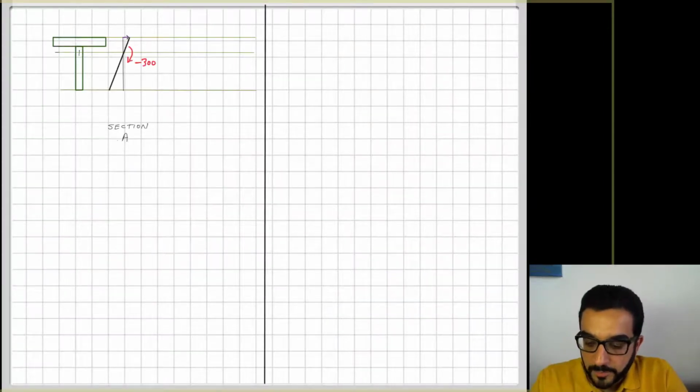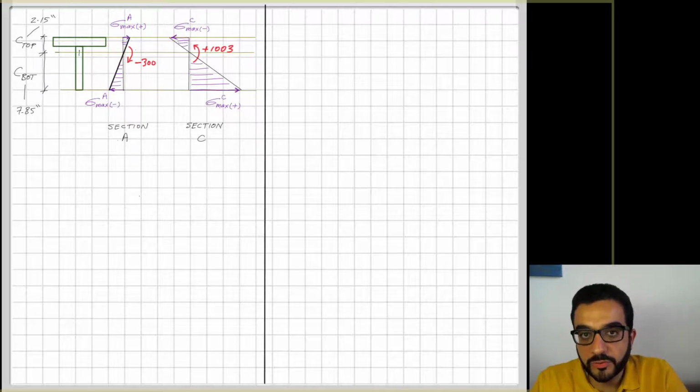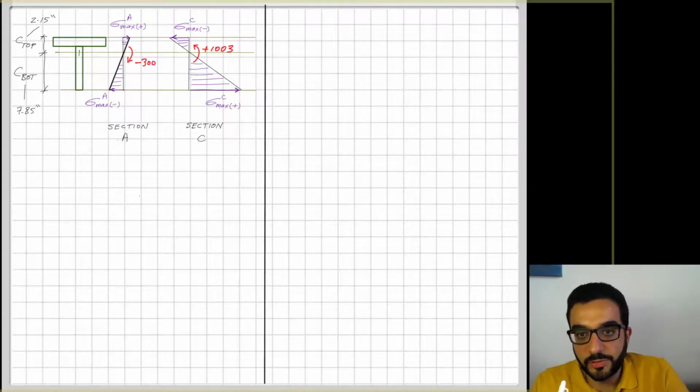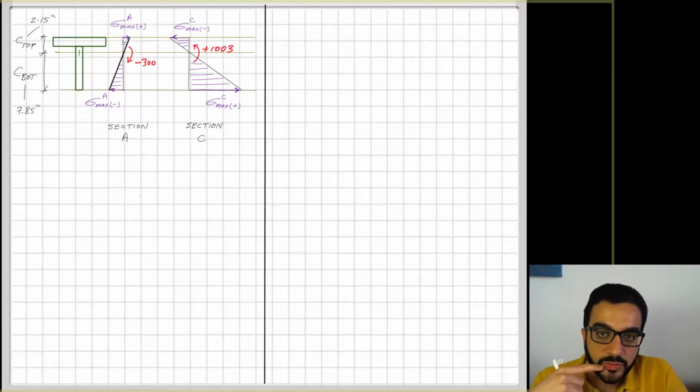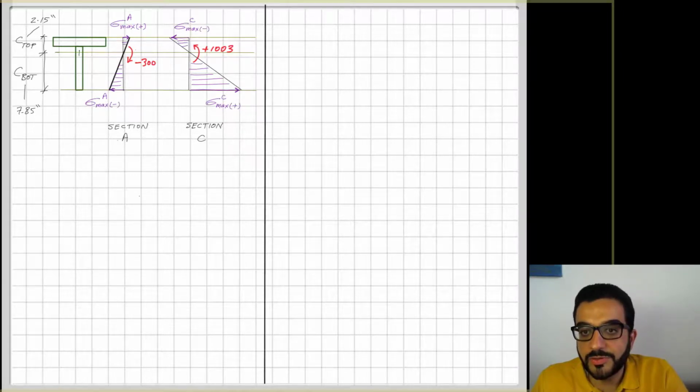So now moving to calculating the stresses, and to calculate the stress, we know that sigma is equal to Mc over I. So now I need to label my different C values. There is C top and C bottom. So the C top is 2.15 inches, and the C bottom is 7.85 inches.